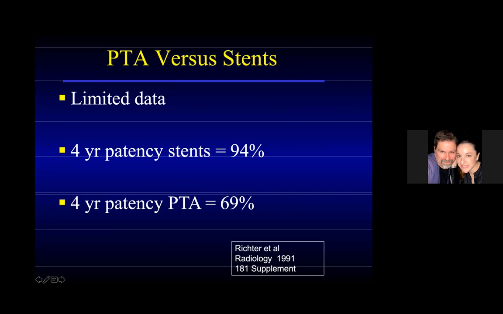So PTA versus stenting. The controversy in the beginning was, do we just angioplasty the vessels, or do we stent them as well? Angioplasty alone was only 69% in 4-year patency, which is not bad. But if you put stents in there, you'll get 94% patency. So it's better to stent an iliac vessel than to just do an angioplasty. Okay.